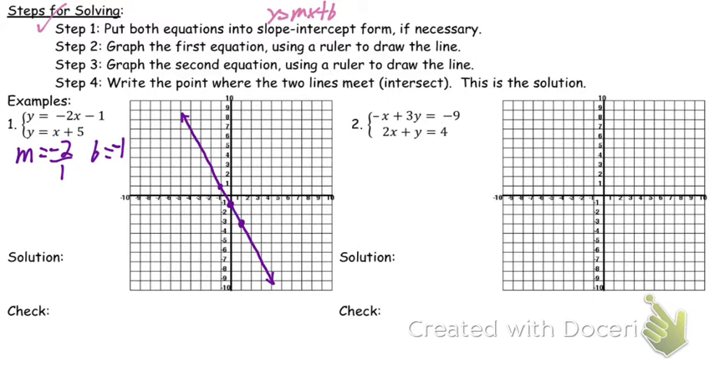Now, have we done this before? Have we done that part of this before? We've graphed the line, okay? So that's step 2, done. Let's look at step 3. Graph the second equation using a ruler to draw the line.